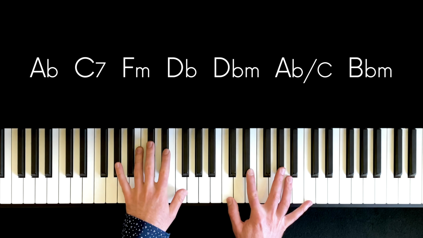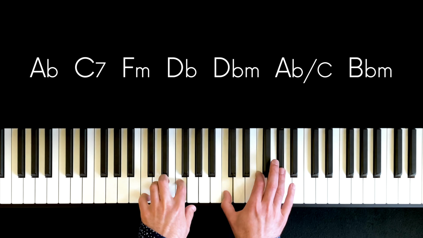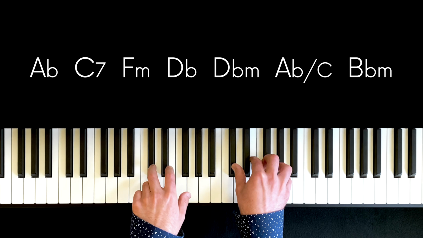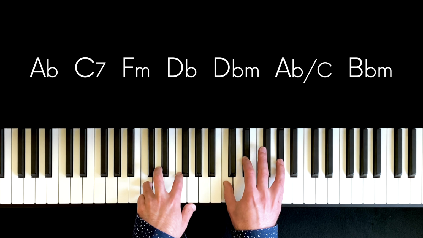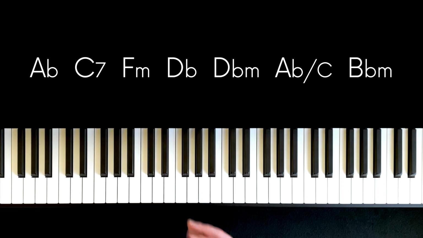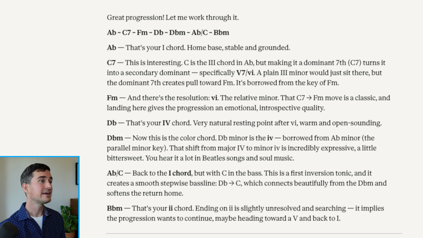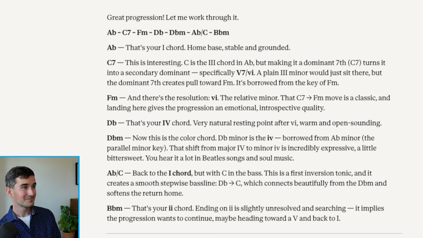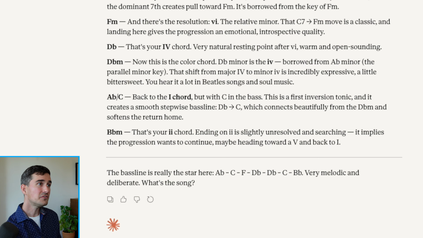So I gave it this chord progression: A flat, C7, F minor, D flat minor, A flat over C, and then B flat minor. And it's correctly identifying these things. It says 1 chord, then C is the 3 chord, but making it a dominant 7th turns it into a secondary dominant. Very good, Claude. Then we go to the resolution, the 6 chord, F minor. It gets all of this right. So I'm very impressed. And this has come up actually with students.